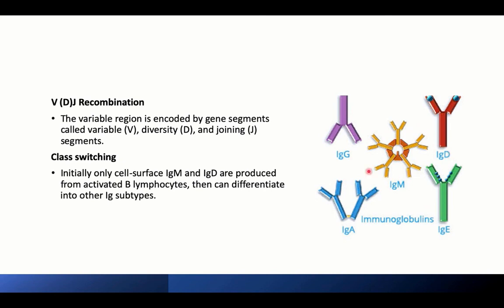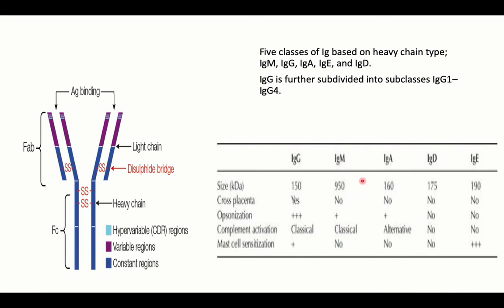We have an important entity called hyper IgM syndrome, an X-linked condition where dysfunction occurs at this stage, resulting in failure of class switching, which will end in very high levels of IgM molecules and low levels of other Ig molecules. We have 5 classes of immunoglobulins based on the heavy chain type: IgM, IgG, IgA, IgE, and IgD, and IgG is further divided into subclasses from IgG1 to IgG4.